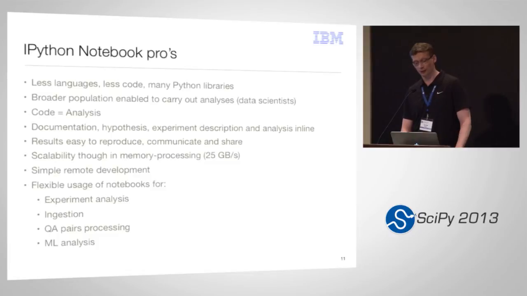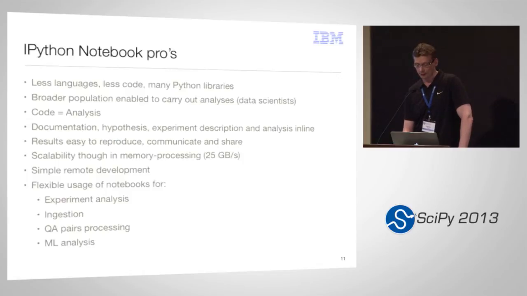Then another great benefit was also that the code was the analysis. So everything that we did, we could document right within the notebook. Our hypothesis, our ideas, our thinking behind what could improve the performance of Watson, experiment descriptions, everything we could write down, and it was right next to the code that actually ran experiments. And it was easy to reproduce results, communicate, and share it with team members.